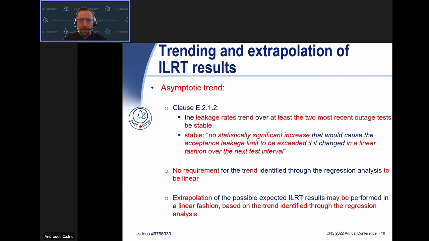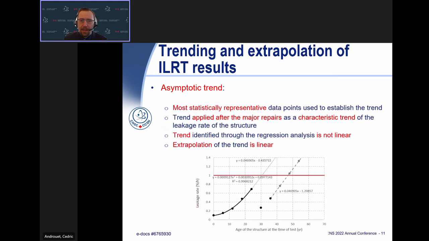With this interpretation of the requirements, the extrapolation performed in a linear fashion may therefore be referred to as an asymptotic trend. This interpretation is combined with the principle of only considering the more representative set of data to establish a trend as introduced earlier. The proposed extrapolation performed in a linear fashion is used to predict the future ILRT results.